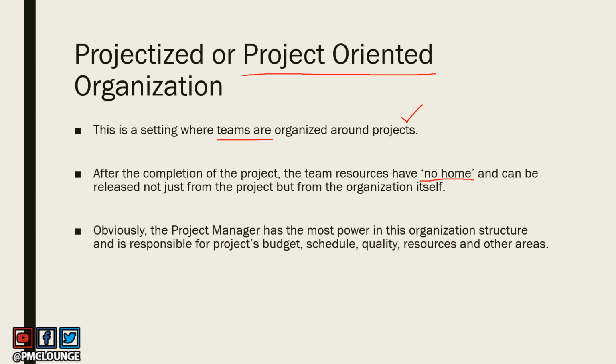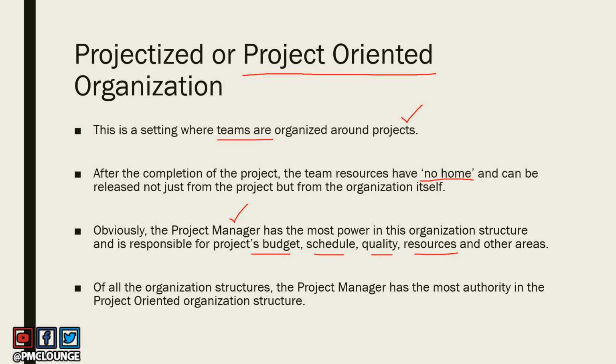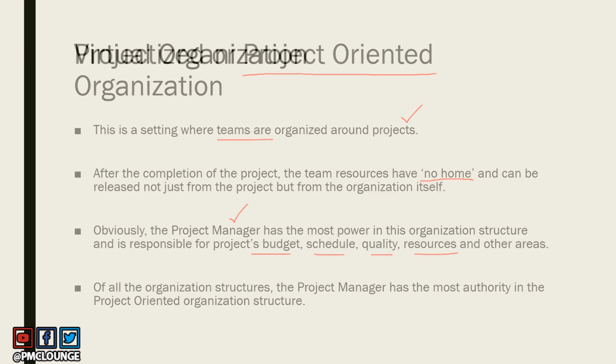Now, it is obvious that the most power in this organization structure is with the project manager. The project manager is also responsible for key project decisions like the project's budget, the schedule, quality, resources, and other such areas. So, of all the organization structures that we have studied so far, the project-oriented organization structure provides the most authority and the most power to a project manager.